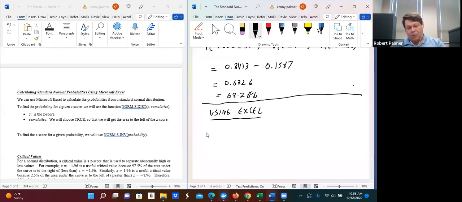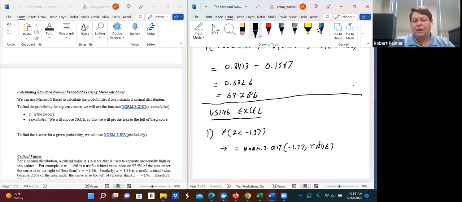So for number 1, the probability that Z was less than -1.37. What we're going to do is type into our Excel. We'll go ahead and write what the command looks like: norm.s.dist for the standard normal distribution. We're going to put in -1.37 and then TRUE.